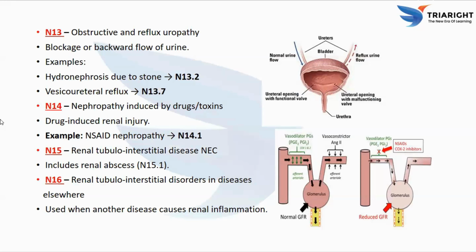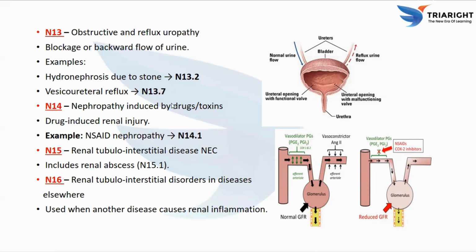So next is N13, obstructive and reflux uropathy. What do you mean by obstructive and reflux uropathy? The conditions in which the urine flow is blocked or flows backward from the bladder to the kidneys. This causes pressure, dilation and also kidney damage. So what are the examples? N13.2 for hydronephrosis due to stone. This means kidney swelling because urine cannot drain.